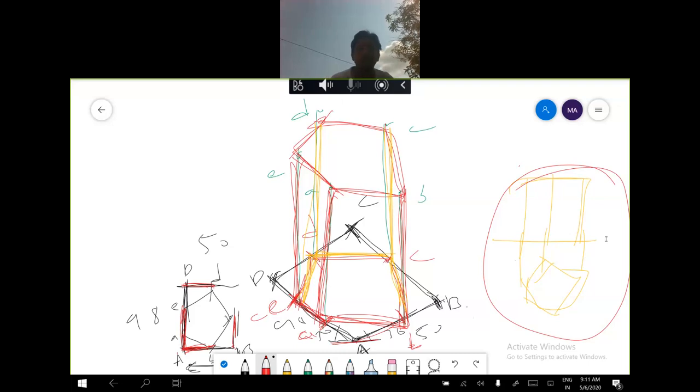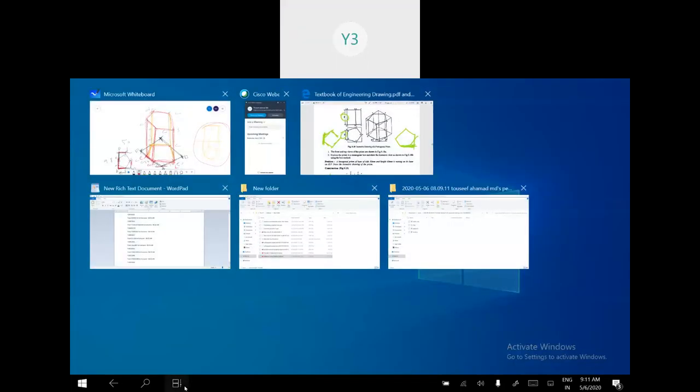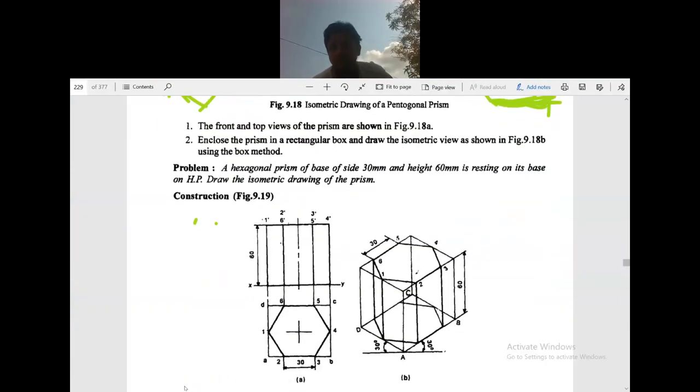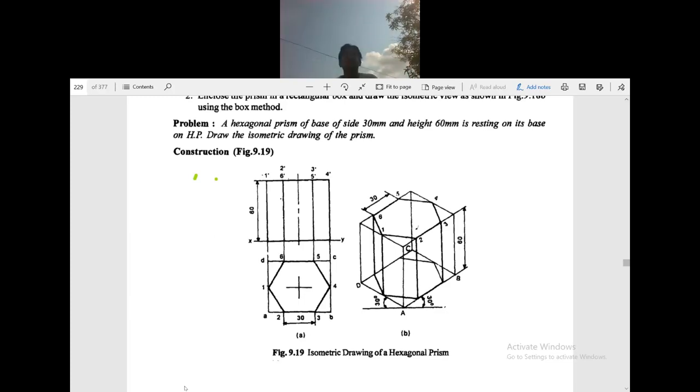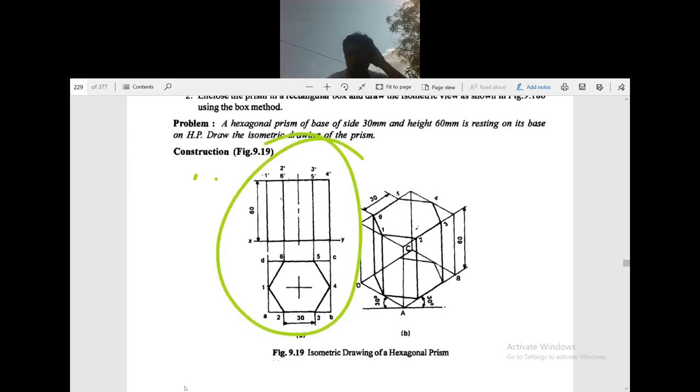Okay, can I go to the next problem? The next problem is, a hexagonal prism of base side 30 mm, height 60 mm is resting on its base on the HP. Draw the isometric diagram of the prism. He has given the diagram like this, the 2-dimensional one. You have to draw this one. Hexagonal prism of base side 30 mm and axis 60 mm. Understand?